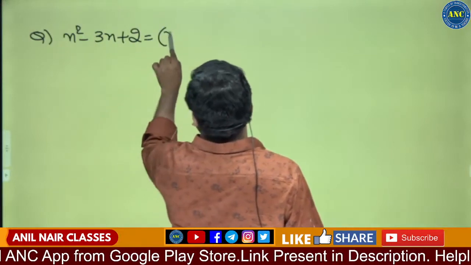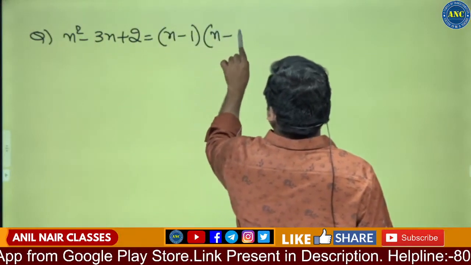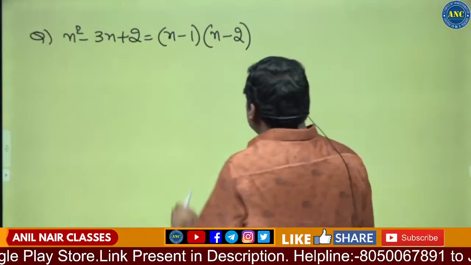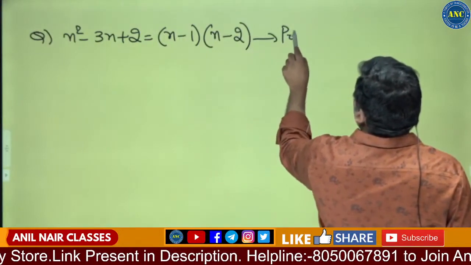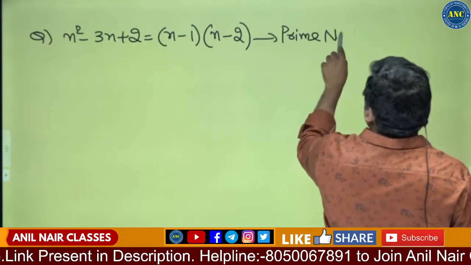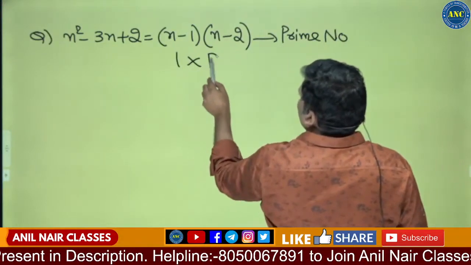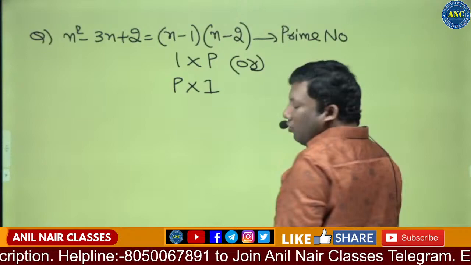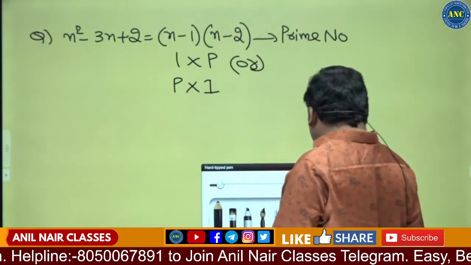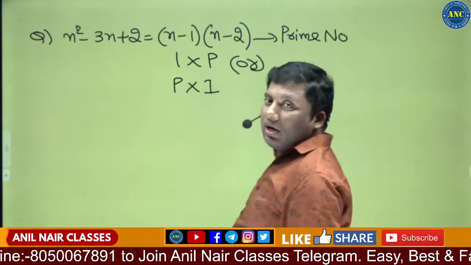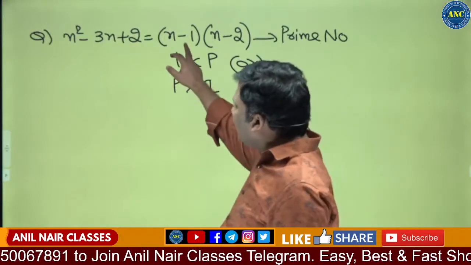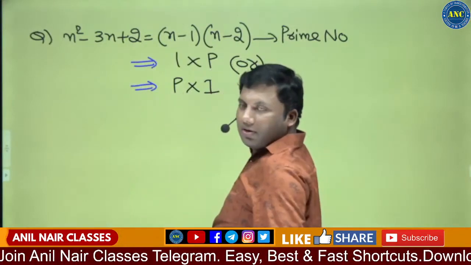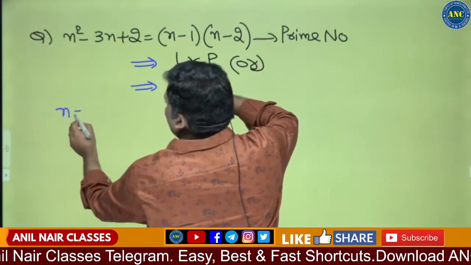So this is given by n minus 1 into n minus 2. This is a prime number. If it is a prime number, it can be written as 1 into p, or what is the next case? P into 1. A prime number will have only two distinct factors, 1 and itself. So either it can take 1 into p, or it can take p into 1. So if n minus 1 is 1, n will become 2.